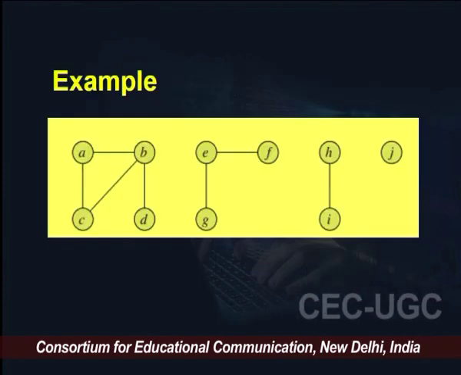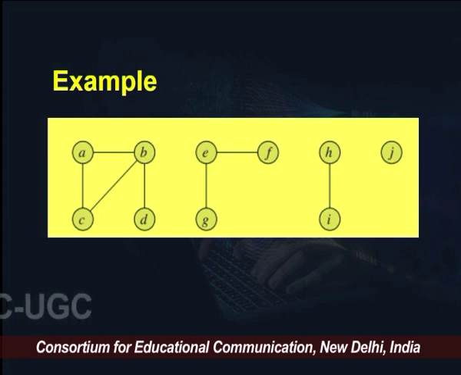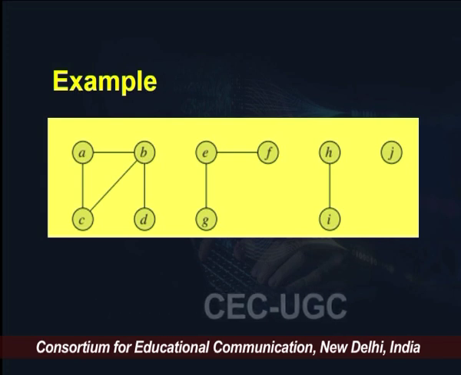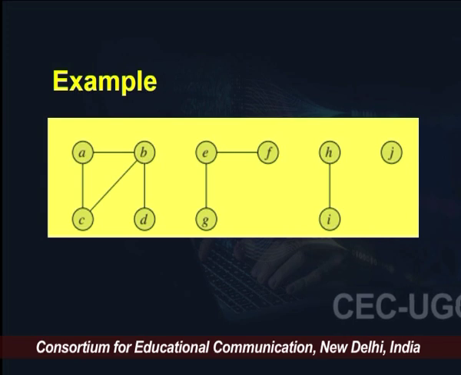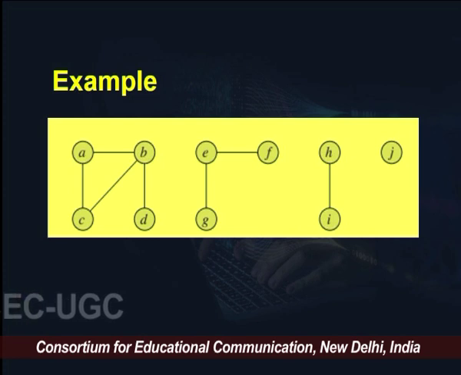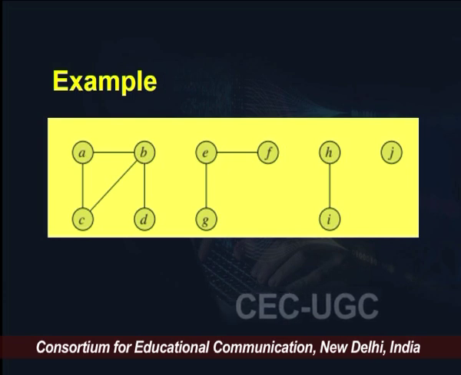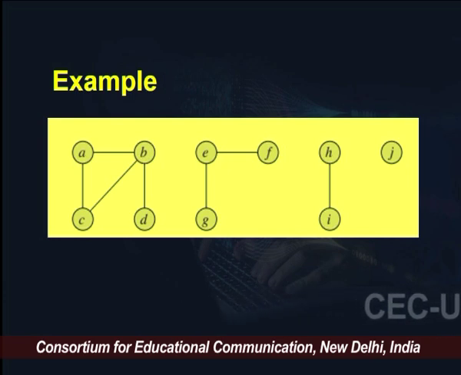Now, in order to understand this whole thing, let us take an example. Here on the screen you can see that I have a forest, or 4 different components of a graph. One component has A, B, C, D, another has E, F, G, and the third has H, I and J. Now, what has actually happened with these components? Let us try to see.